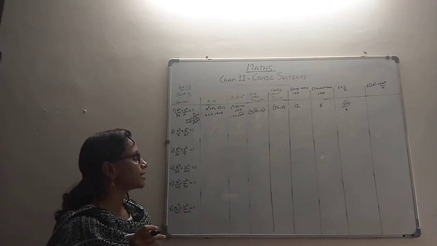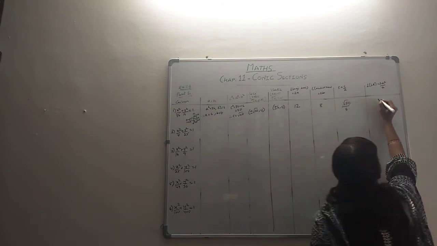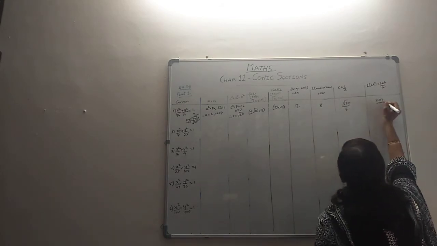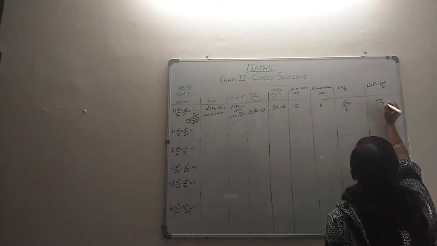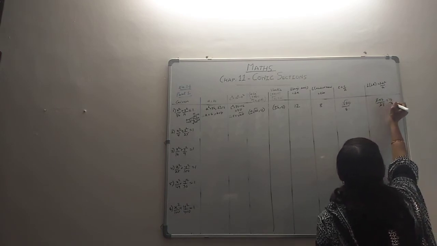The length of the latus rectum is 2b squared by a, so 2b squared for us is 16. 2 into 16 by a, for us it is going to be 6. So you could have 2 3s, answer is 16 by 3.